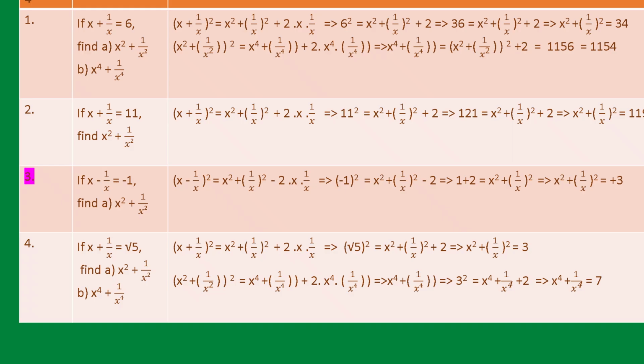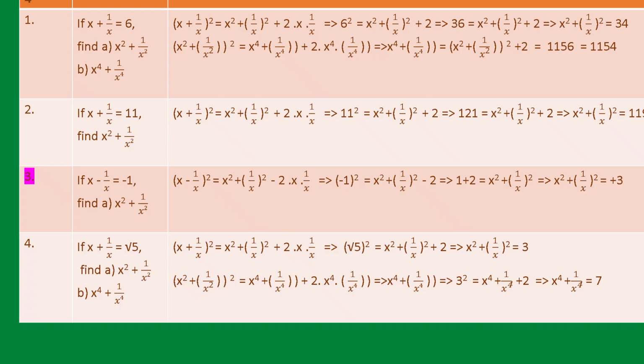And for sum number b, you need to use the value of x squared plus 1 by x squared in the expression of x to the power of 4 plus 1 by x to the power of 4. So you need to find the square of it, wherein in the resultant you will get the expression going as x to the power of 4 plus 1 by x to the power of 4 plus 2 times x to the power of 4 into 1 by x to the power of 4. So just replace with the values and you will get the value of x to the power of 4 plus 1 by x to the power of 4. Similar case with sum number 2.